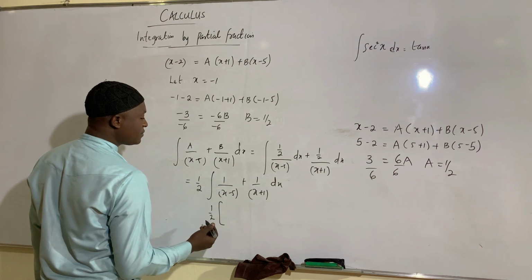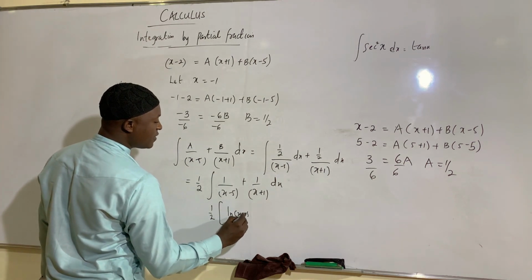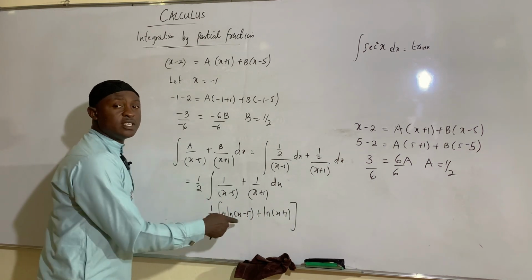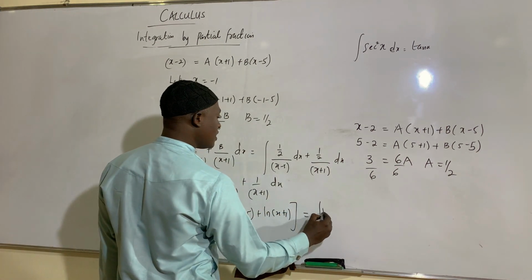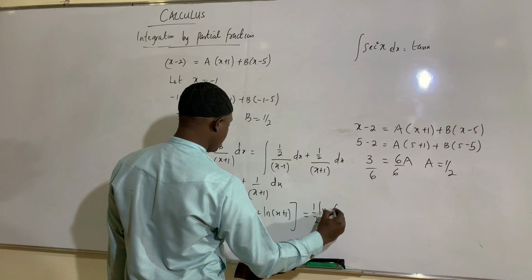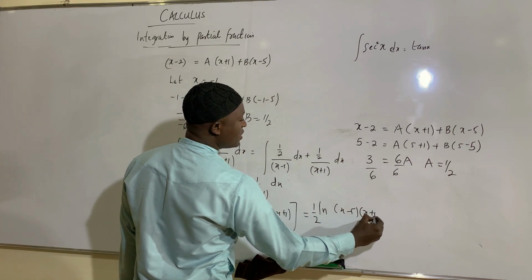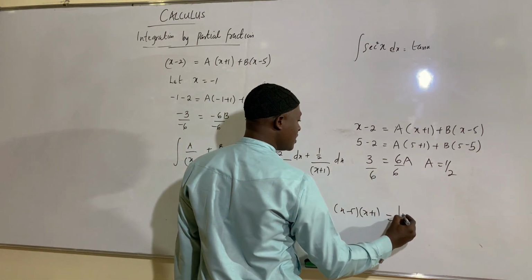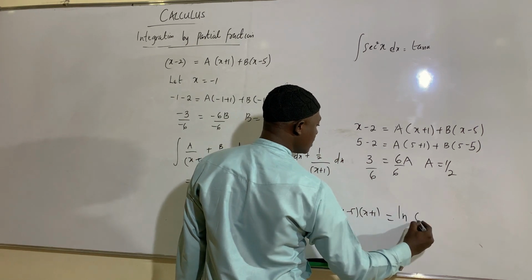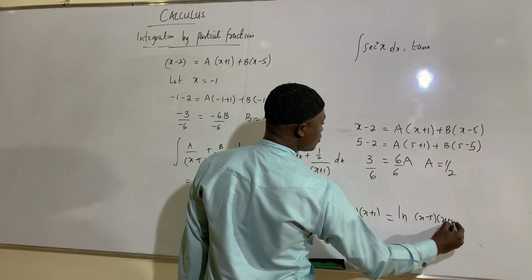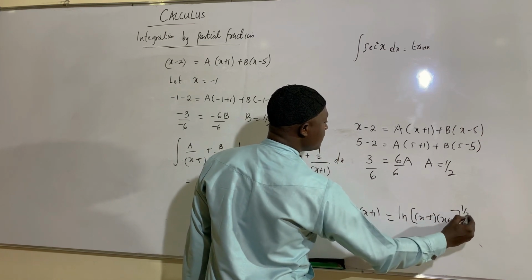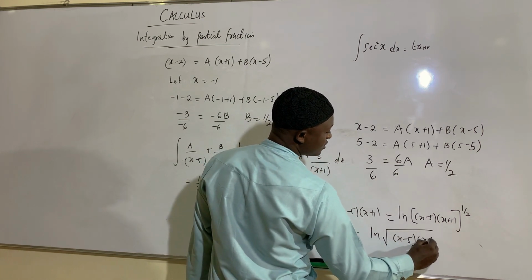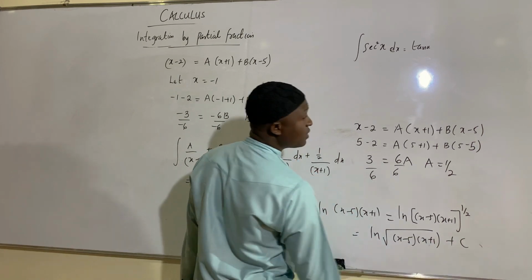This one is just a simple integration. The integral of 1 over x minus 5 is ln of x minus 5, plus ln of x plus 1. So this is ln, and we can take any of the two. I can have 1 over 2 ln of x minus 5 times x plus 1. Since this is half, it can come forward as a power, since we are dealing with logarithm functions. That is ln of x minus 5 times x plus 1, all raised to the power of half. It can also be written as ln of the square root of x minus 5 times x plus 1. Then since it is indefinite, we have plus C.